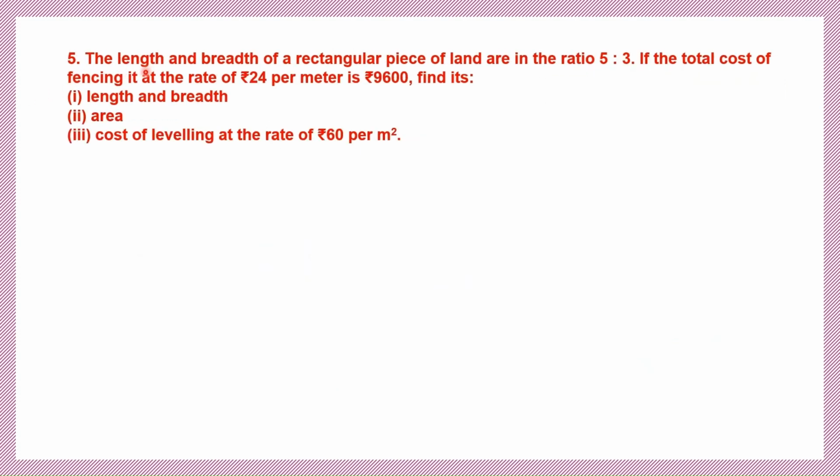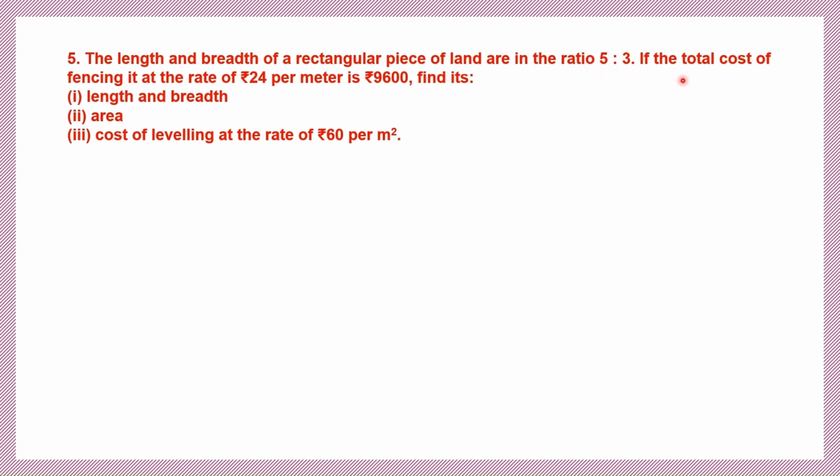Question 5. The length and breadth of a rectangular piece of land are in the ratio 5:3. If the total cost of fencing it at the rate of 24 rupees per meter is 9,600 rupees, we have to find all these things. Now the first thing we need to do is see what is given to us. We are only told that the length and breadth of a rectangular piece of land are in the ratio 5:3. So whenever you get a ratio like this, consider the length to be 5x and the breadth to be 3x. So we don't know the length and breadth, but we're going to find out the length and breadth first.